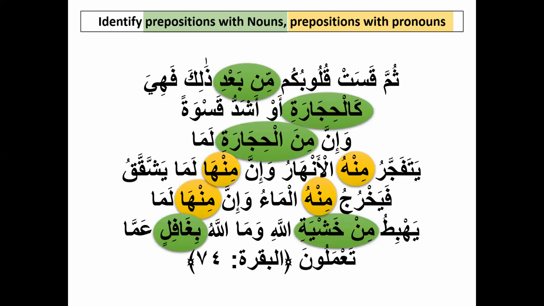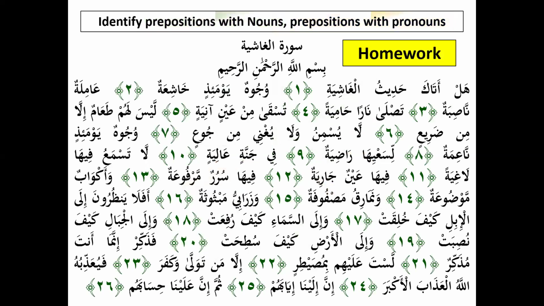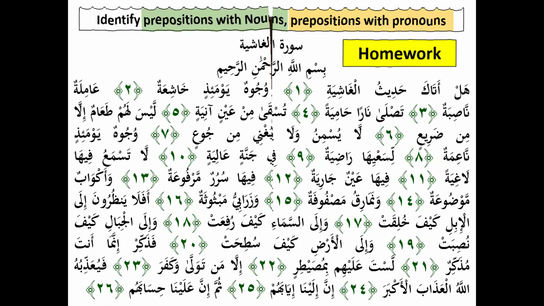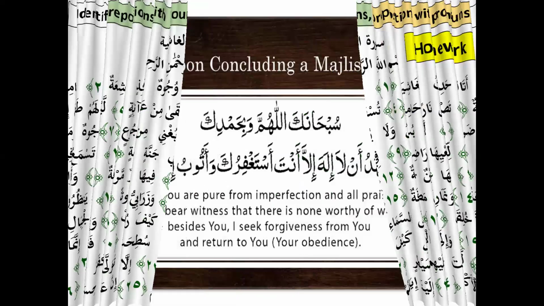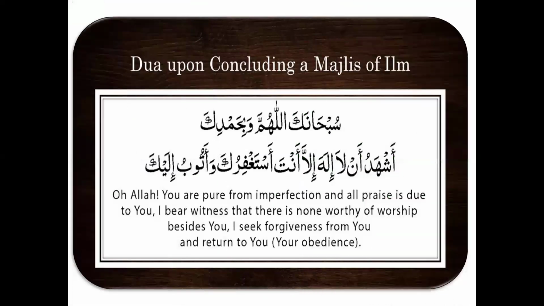Why am I doing the same type of practice again and again? Because I will give you homework and you have to do the same thing. Here is your homework. From Surat Al-Ghashiyah, you have to circle in green color the prepositions with nouns, and in yellow color the prepositions with pronouns. So you have to find all of these in this full surah. Okay, this is your homework. I hope you enjoyed this lecture, and whenever you do recitation, you will notice all these murakkab jari, inshallah ta'ala.